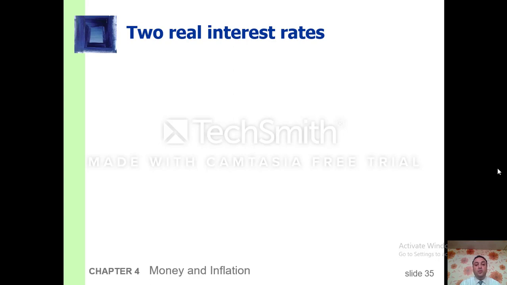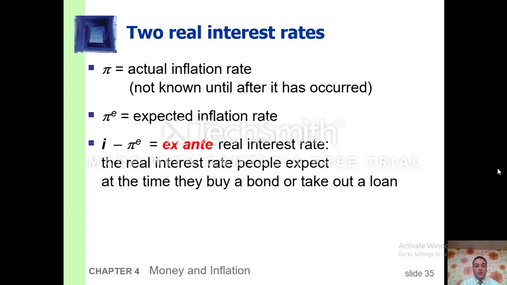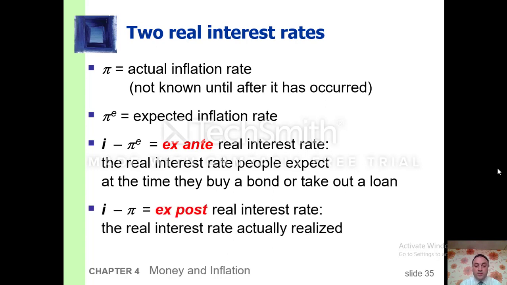Okay, so now we have two real interest rates. The inflation rate, which is the actual inflation rate, is not known until after it has occurred. The actual inflation rate. And now we have the expected inflation rate. The expected inflation rate. We have the ex ante real interest rate and the ex post real interest rate. Ex ante means before and ex post means after. So we have two kinds of real interest rates.